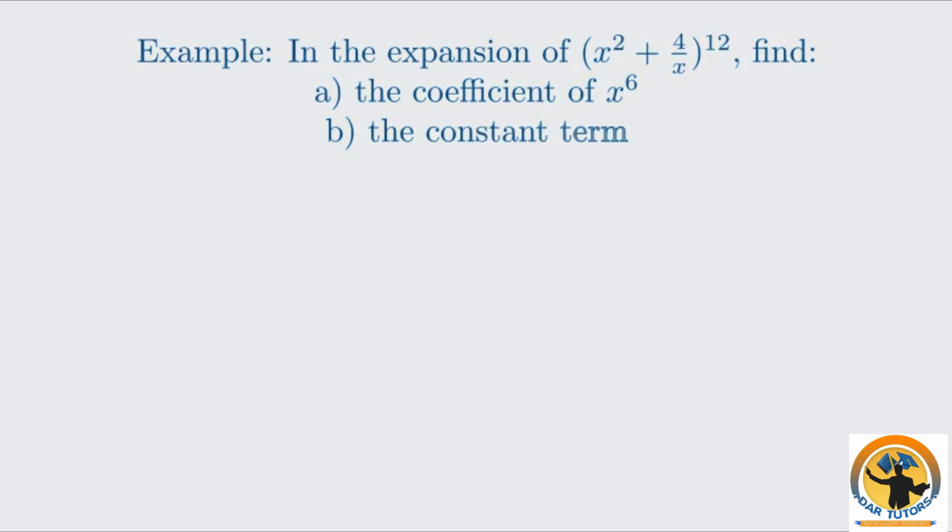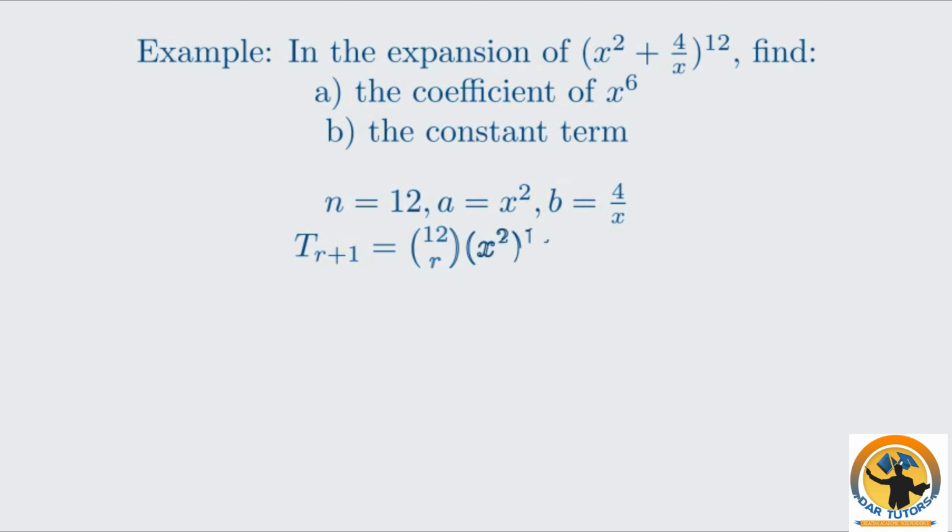Another common problem is finding the coefficient of a specific power of x, or finding the constant term. Let's work through an example. We need to find the coefficient of x^6 and the constant term in the expansion of (x² + 4/x)^12. First, we write down the general term, t sub r+1. Here, n is 12, a is x², and b is 4/x. So the general term is 12 choose r times (x²)^(12−r) times (4/x)^r.